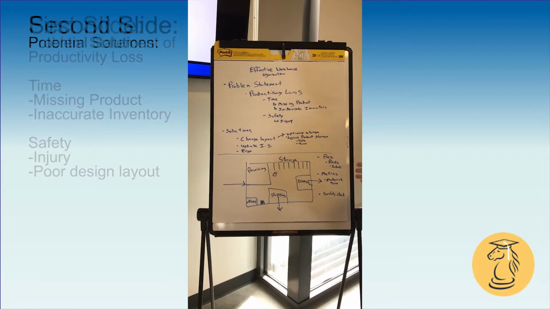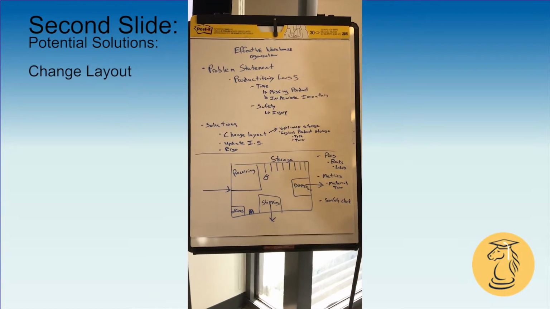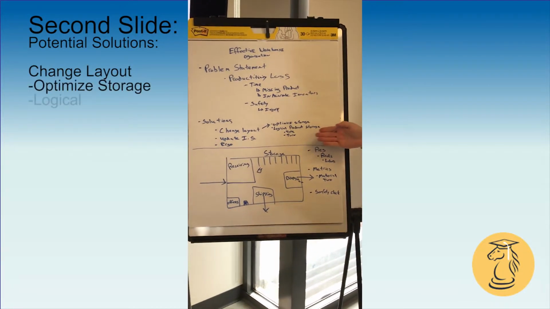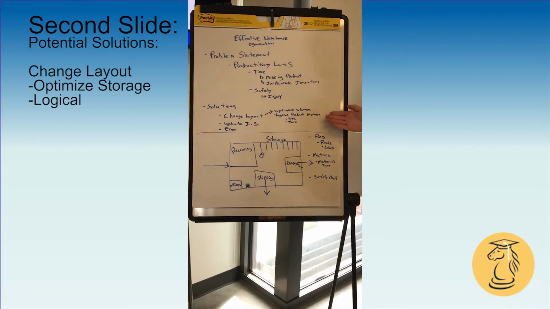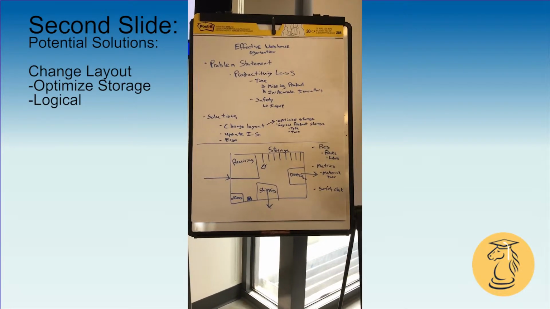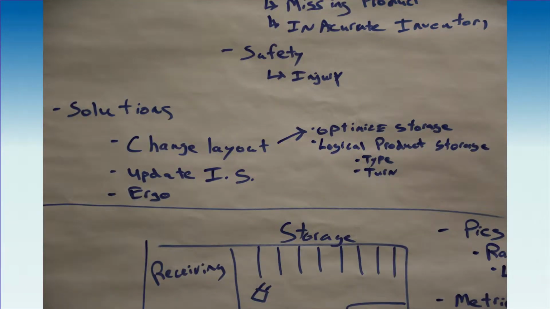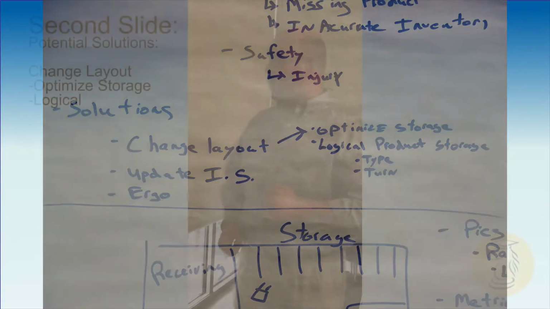So potential solutions. We would change the layout of the warehouse to optimize storage with logical product storage locations, including type and turn. So if it's a hazmat material, it would be stored where hazmat is. If it's high turnover, it would be stored in the front. If it's long turnover, it would be stored in deep storage in the back.